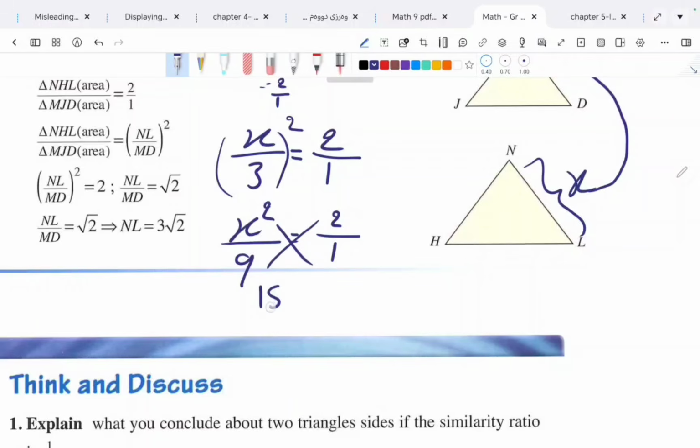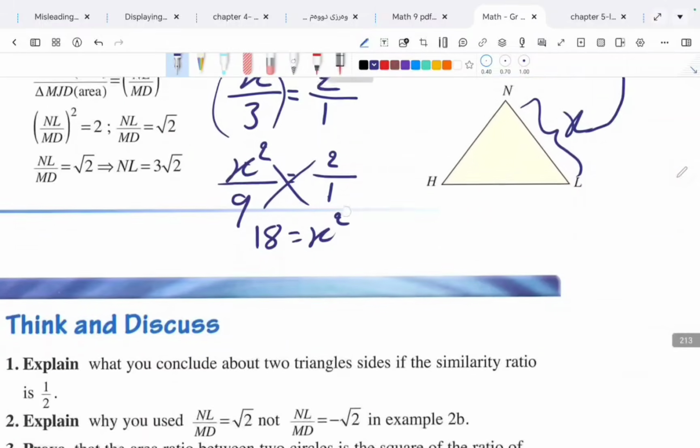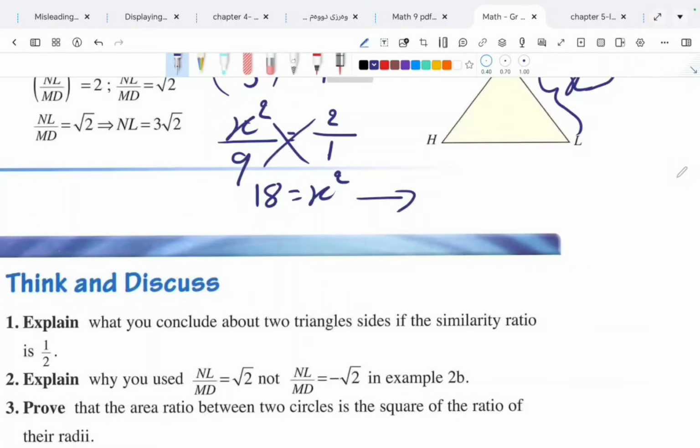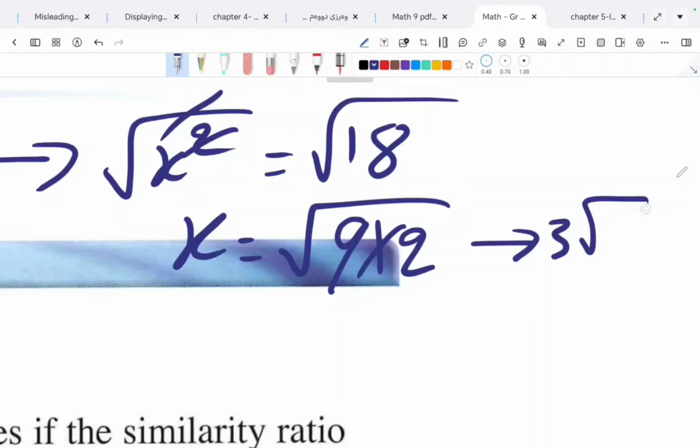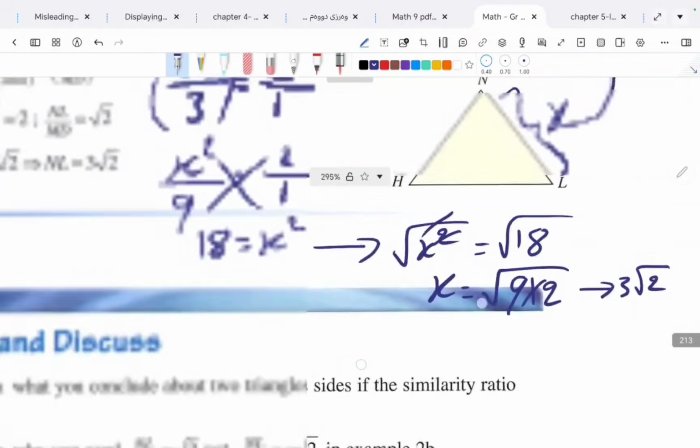2 times 9 is 18. 1 times X is X power 2. Can I keep it like this? No, of course. Take the square root. X power 2 equals the square root of 18. They cancel each other. X equals, for 18, we will say 9 times 2 because 9 is a perfect square. So it will be 3 square root of 2.